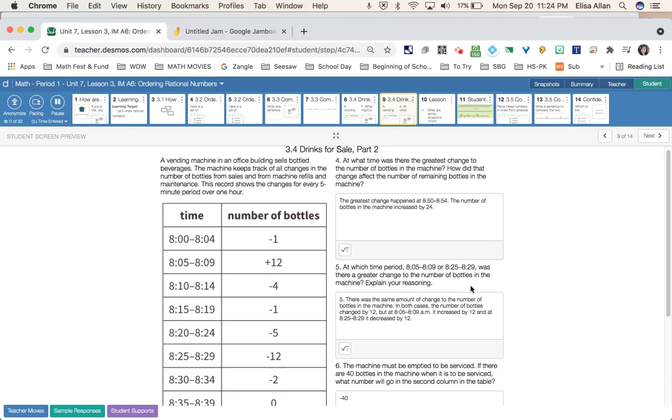Number 5 asks, at which time period, 8:05 to 8:09, so that's this one right here, or 8:25 to 8:29, right here, was there a greater change to the number of bottles in the machine, right? In this case, really, there was the same amount of change. In this case, we're adding 12 bottles, and here we're subtracting or removing 12 bottles. But the change is that it's still 12 that is either being removed or 12 that is being added into it.